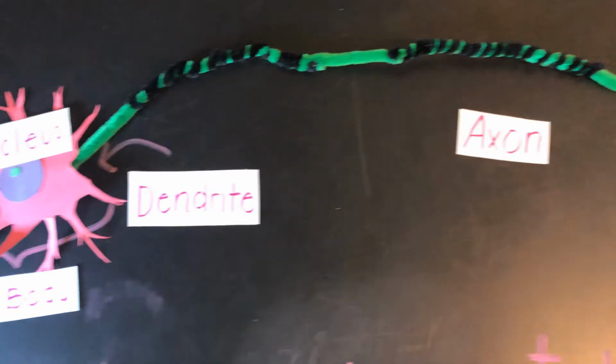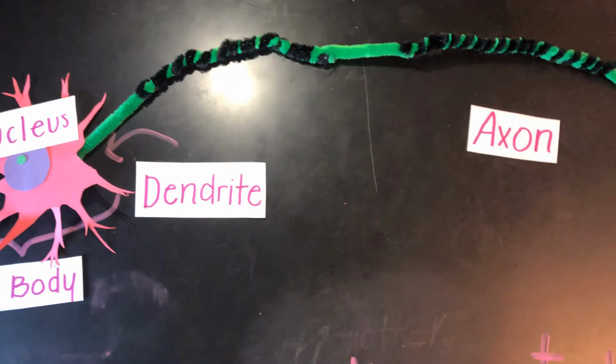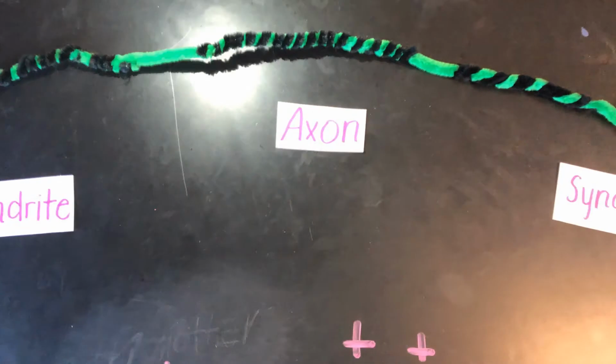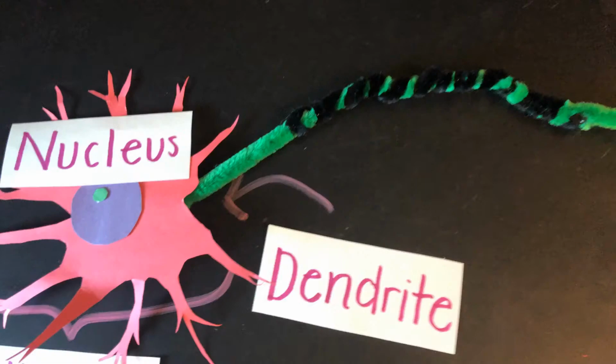The basic structure of a neuron consists of dendrites, the cell body, the nucleus and axon, and the synapse. A signal goes through the dendrites, down the axon, and to the synapse.